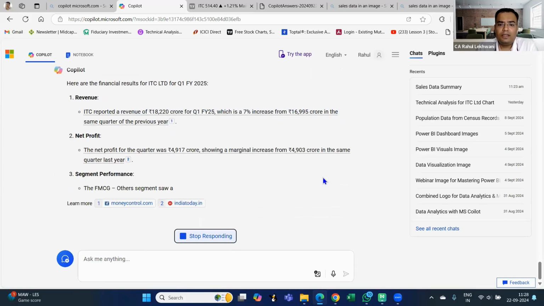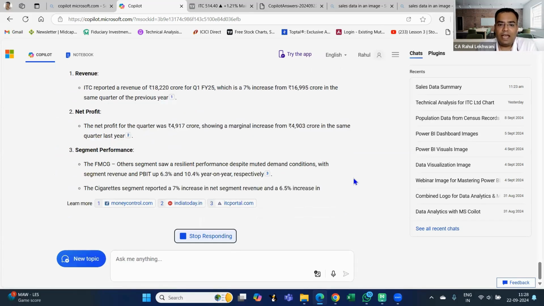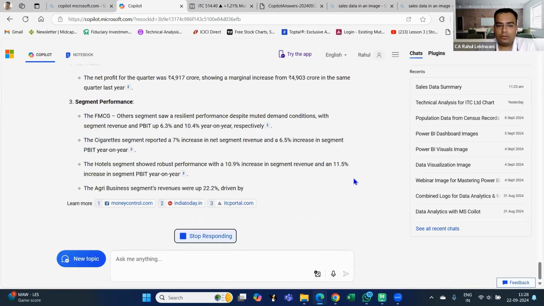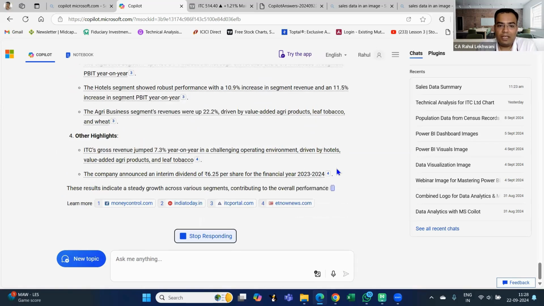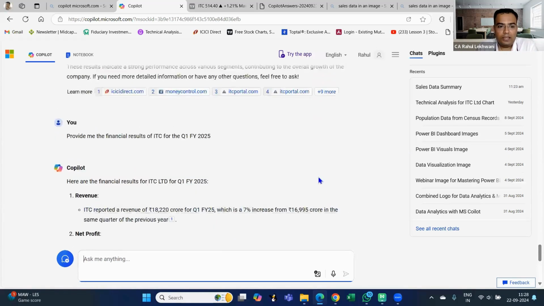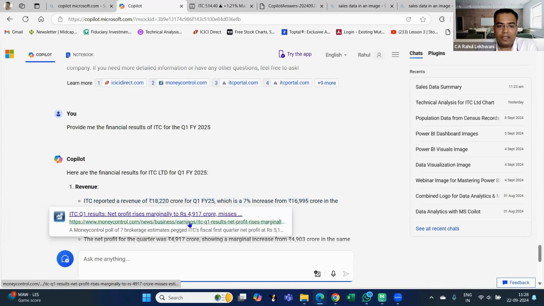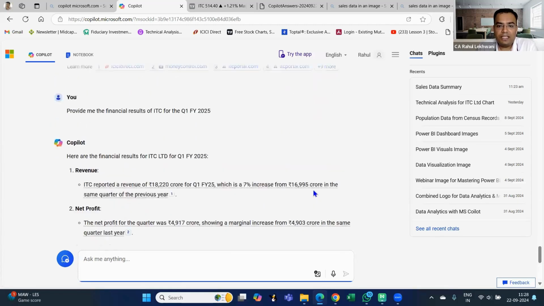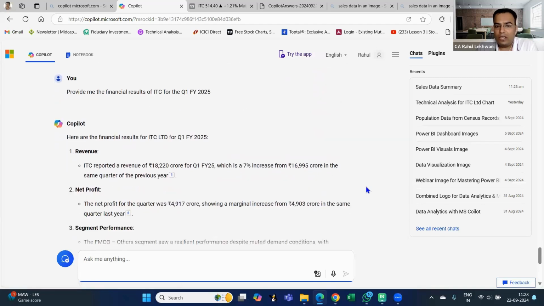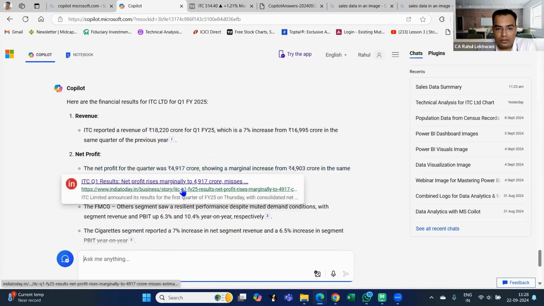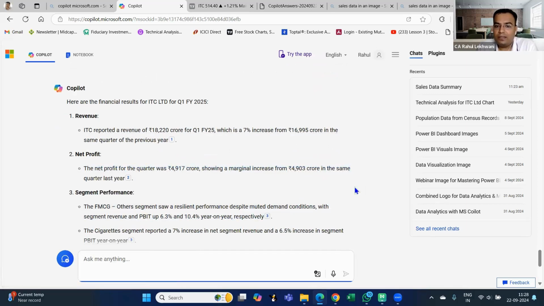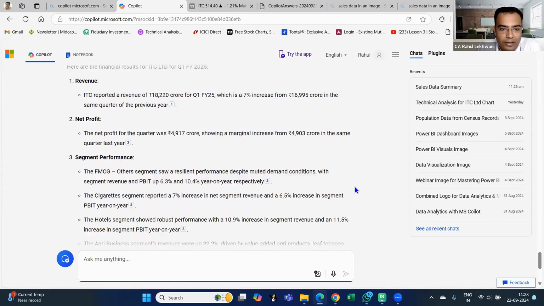Can you see this? It is giving me the summary of the entire business, what has been the sector-wise performance, everything at one place. Here, see, ITC reported a revenue of 18,000 crore, which is a 7% increase from 16,000 crore. So quarter on quarter, they have grown by 7%. Net profit this time was 4,900. Earlier it was 4,900, something similar to that.